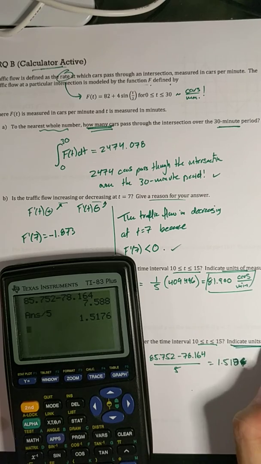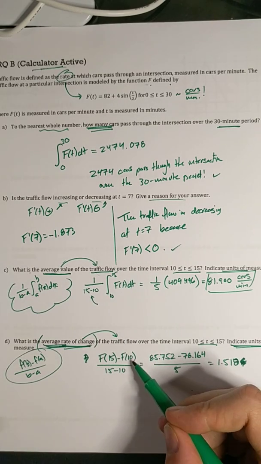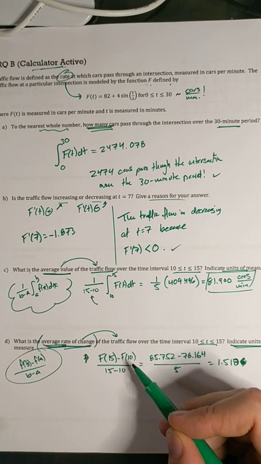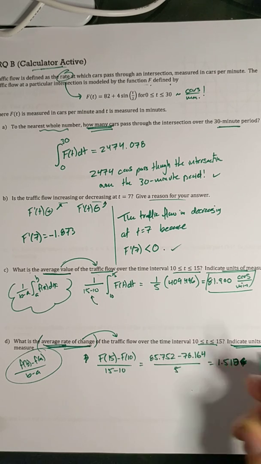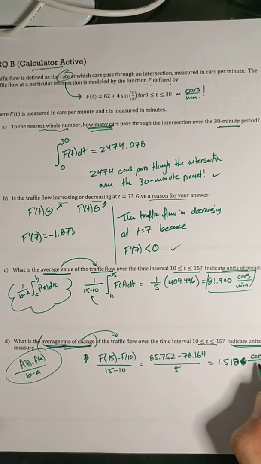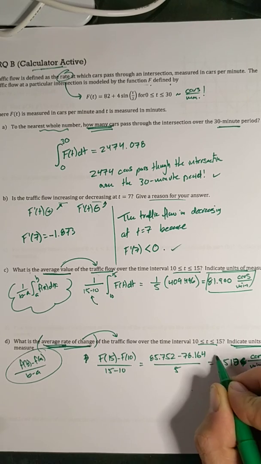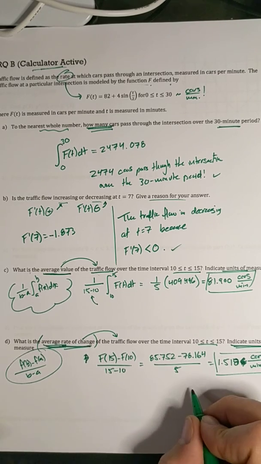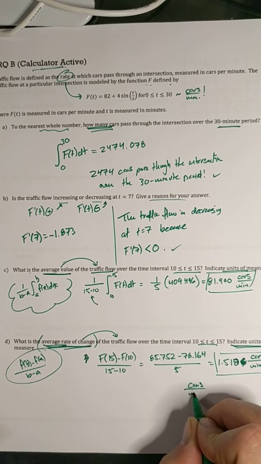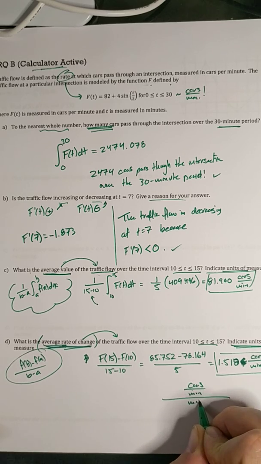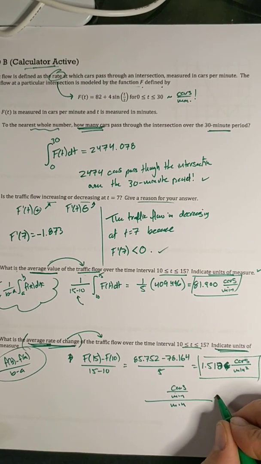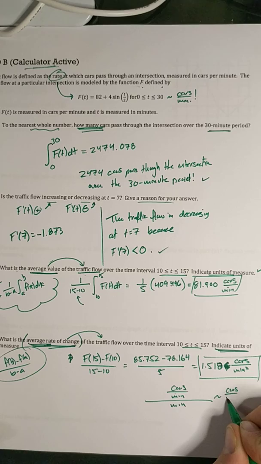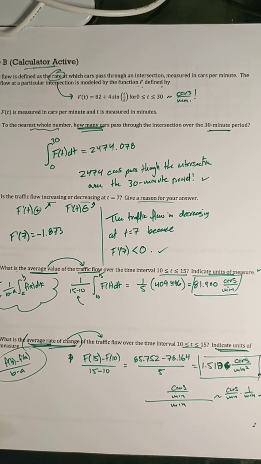And then make sure you get units. Let's think about our units. Numerator here, cars per minute. Denominator, minutes. So I get cars per minute squared. If you really need to see that, that's cars per minute over minutes. Same thing as cars over minutes times 1 over minutes, which gets us this.